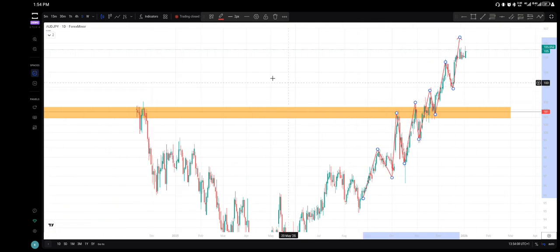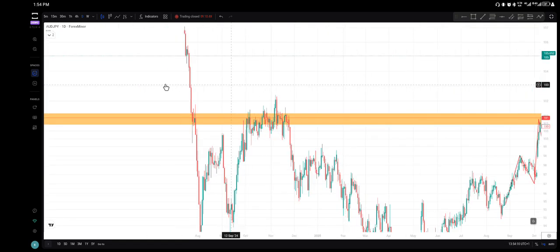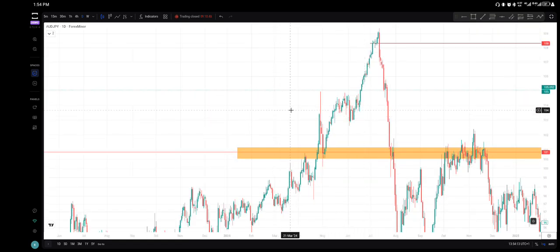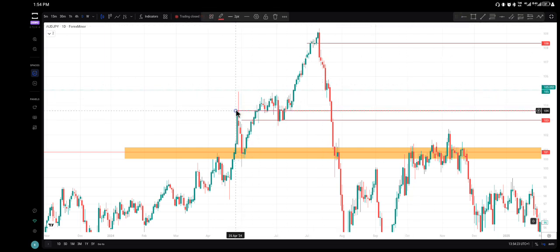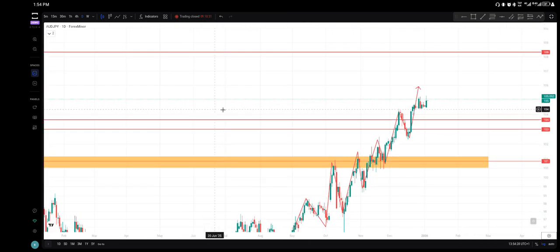However, we have to drop down and mark out more support and resistance levels, because it wasn't clear on the weekly time frame. Clearly here we can also see support levels at this point, at this point, and even at this point. Support levels, guys.